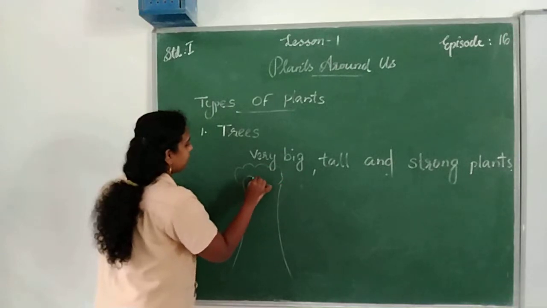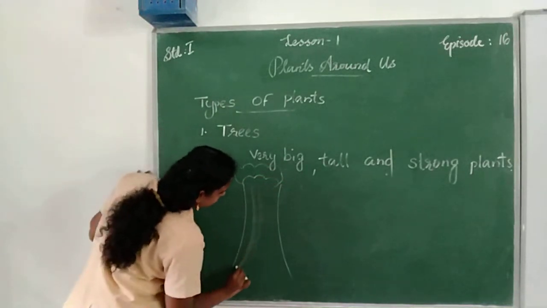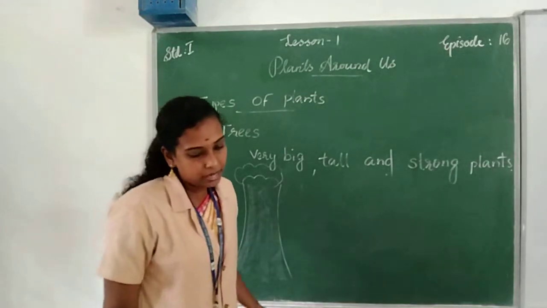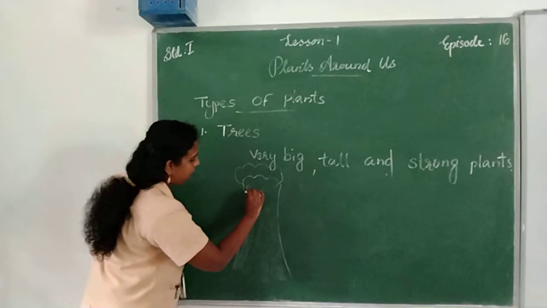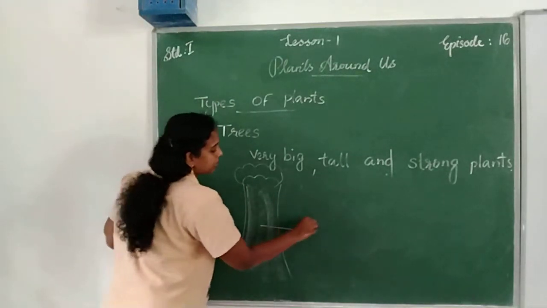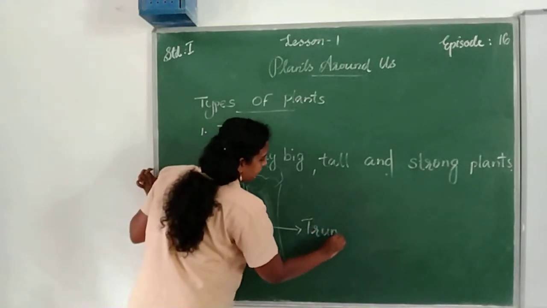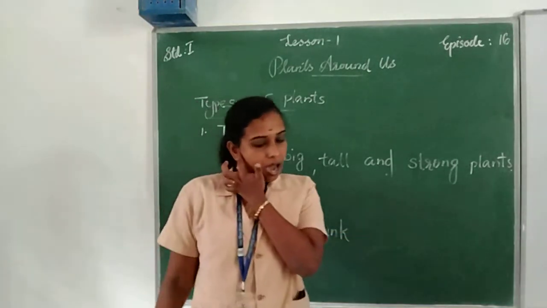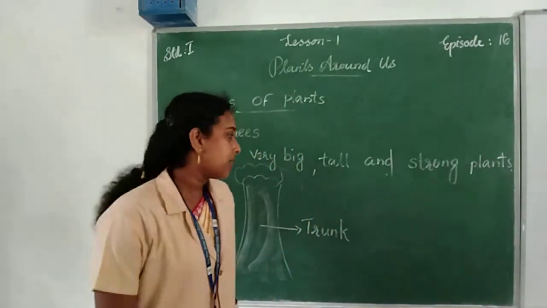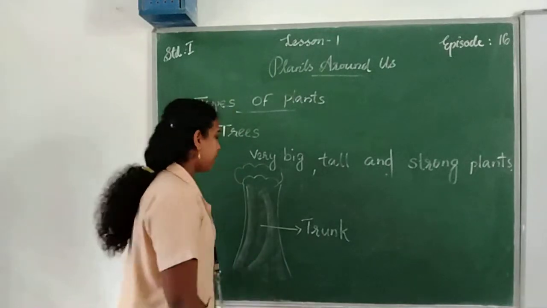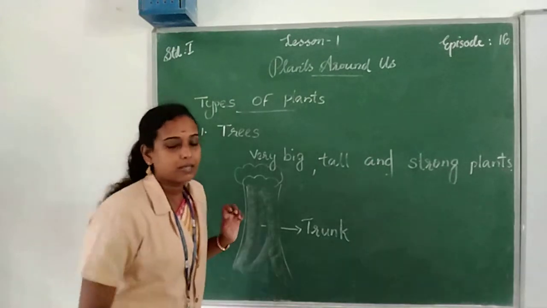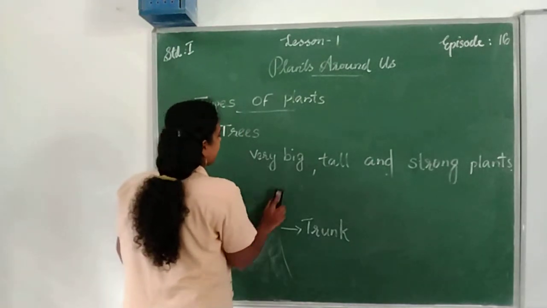Imagine this is a tree, and here is its hard portion, a hard, brown and thick stem. The hard, thick and brown stem of a tree is called the trunk. T-R-U-N-K, trunk. This portion is called the trunk of a tree. The next word is trunk.